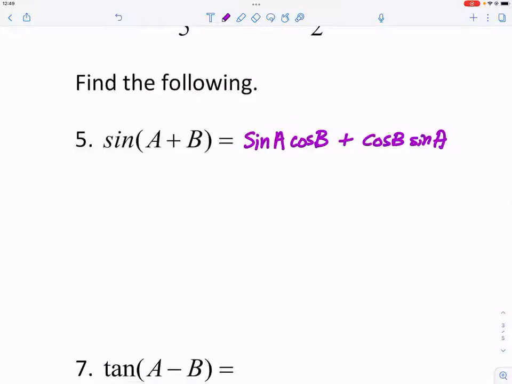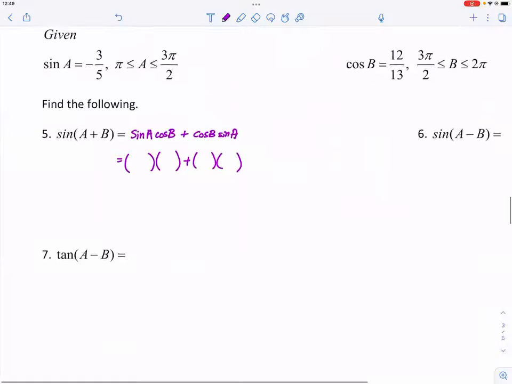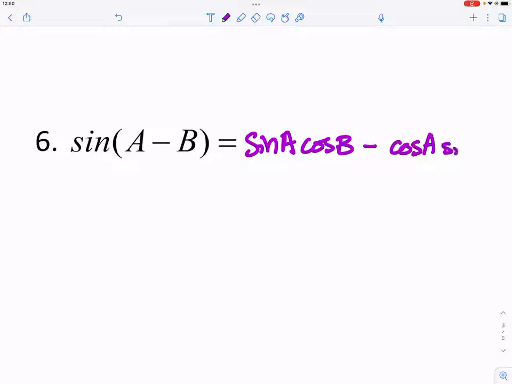The next thing, after this, I would immediately put in some parentheses because I'm waiting to put in some ratios there. Now, of course, we have some information above to help us out, but we'll get to that in just a moment. Okay, so sine A minus B is sine A cosine B minus cosine A sine B.